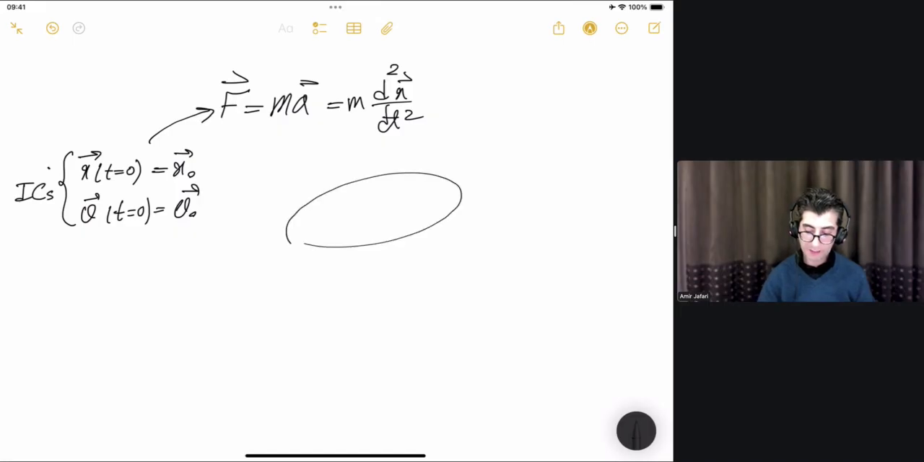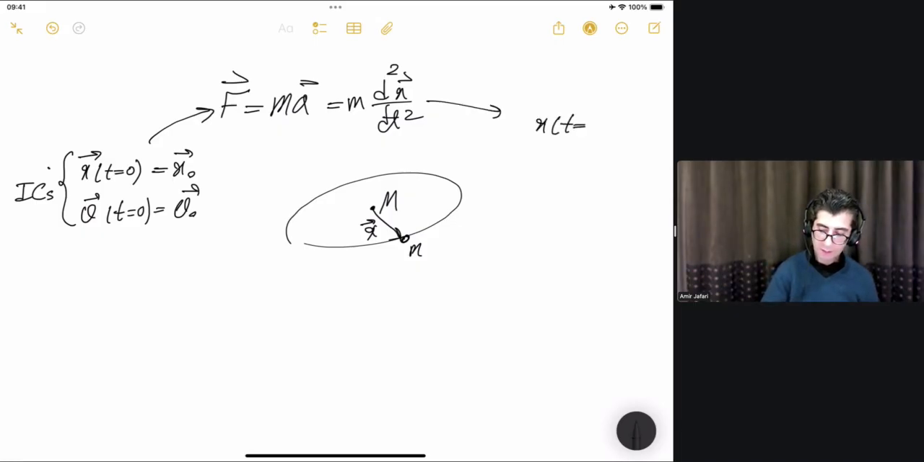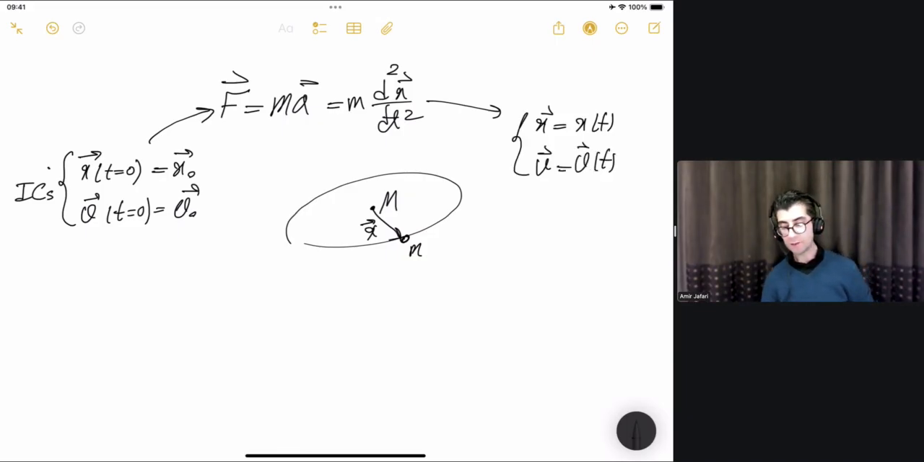For example, for a planet with mass m orbiting around the sun with mass capital M, X would be, in some appropriately chosen coordinate system, the instant position of the planet. And then you solve this differential equation, this initial value problem, and you get the position of the particle and its velocity at any later time. So this is kind of predicting the future.